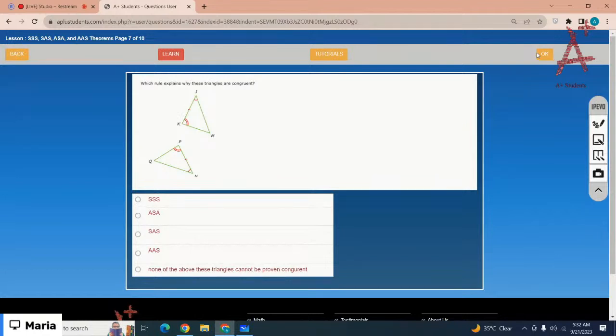Which rule explains why these triangles are congruent? Because two of the angles are congruent and one of the sides, right? So it would be angle, side, and angle is congruent, right?